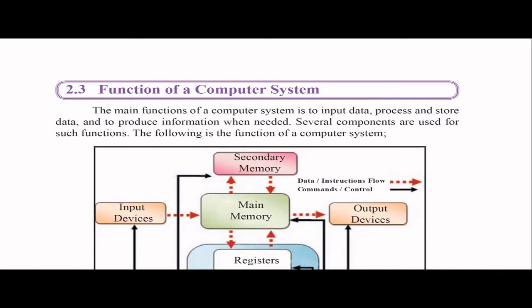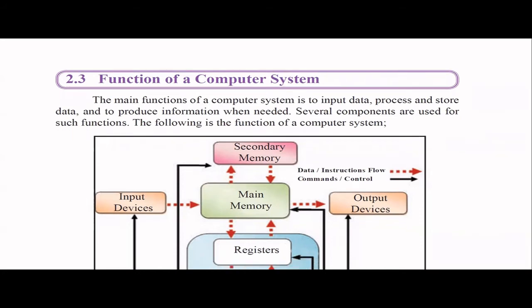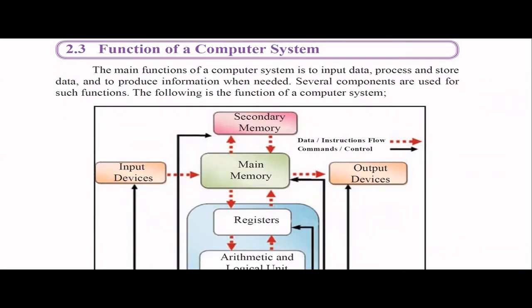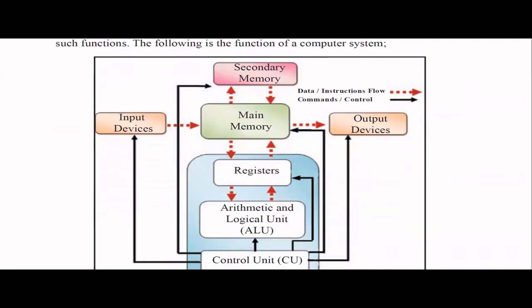So let's start. In this chapter, we will be talking mainly about the computer system, what devices we have, and all. We'll start with the function of a computer system. This image is very important because it shows the main functions of a computer system: how data comes in from the input devices, and how processing, storing, and output happen in the computer. There are several components used in this.